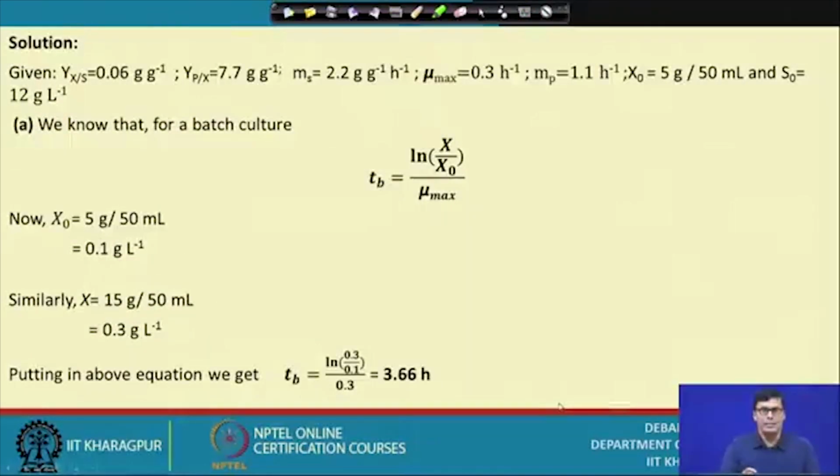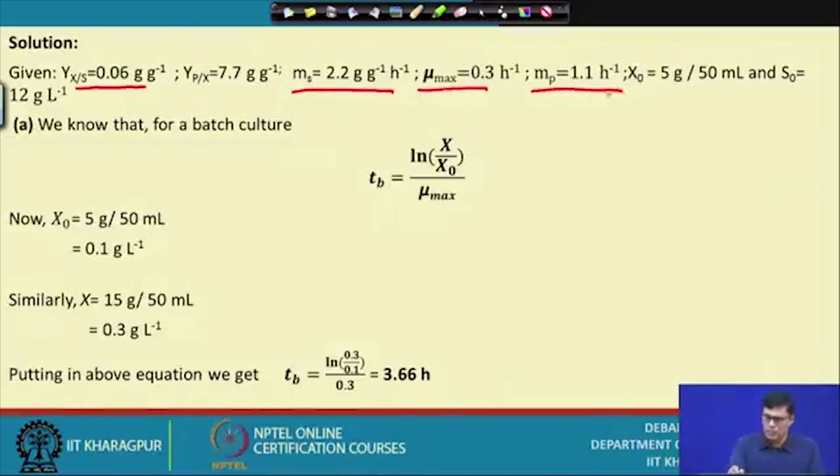Now, as I mentioned before, whenever we want to solve any problem, it is better to write down the given data. What are the given data? Yx by s, what we call the cell mass yield, is 0.06 gram per gram. Yp by x is 7.7 gram per gram. The maintenance coefficient is given. Mu max is given. Mp is the maintenance for the product formation. X0 value is given as 0.5 gram per 50 milliliter, and S0 is 12 gram per liter.